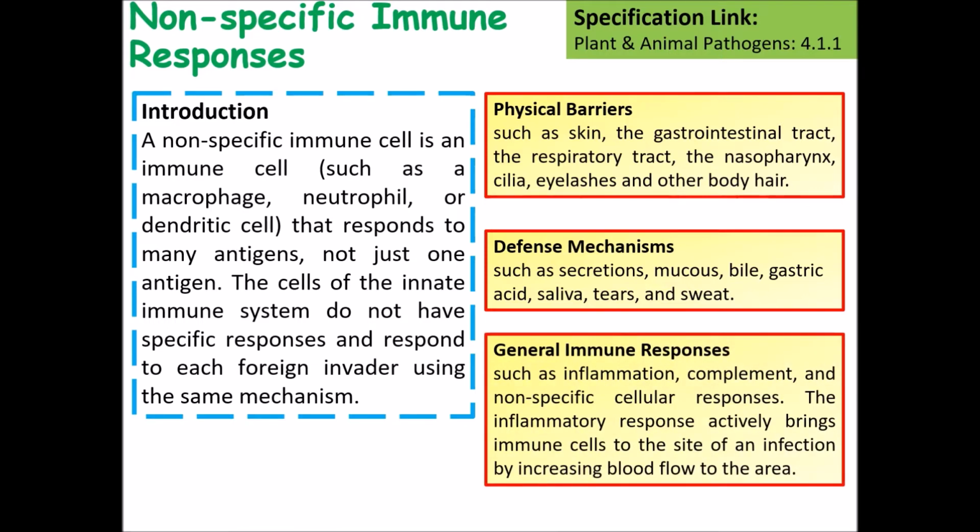And there are general immune responses, such as inflammation and other non-specific cellular responses. The inflammatory response will attract other immune cells towards that area. It will also slow down how quickly a pathogen can replicate.